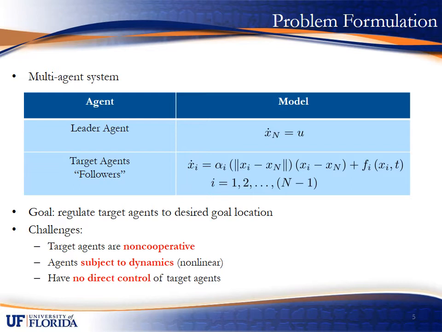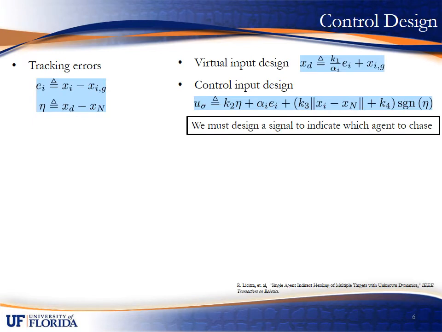The challenges that we're going to see are that the target agents are non-cooperative, the agents are subject to nonlinear dynamics, and we have no direct control of the target agents. To design our control laws, we'll first define some tracking errors. Here you see E is a tracking error between the target agent and the goal location, and eta is a tracking error between a desired input that we have to design and the leader's position. The important thing about eta is that we do not have direct control of the target agent, so we will use eta in our state feedback law to indirectly influence the target agent through the leader's position.